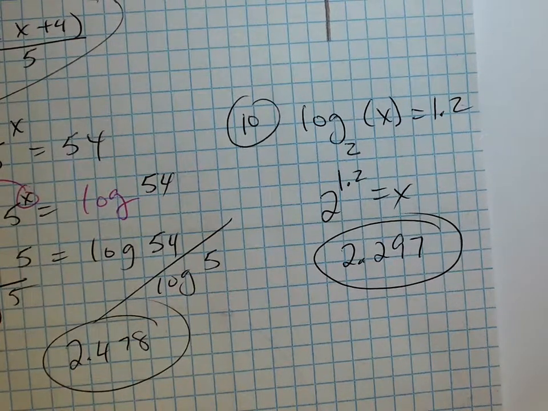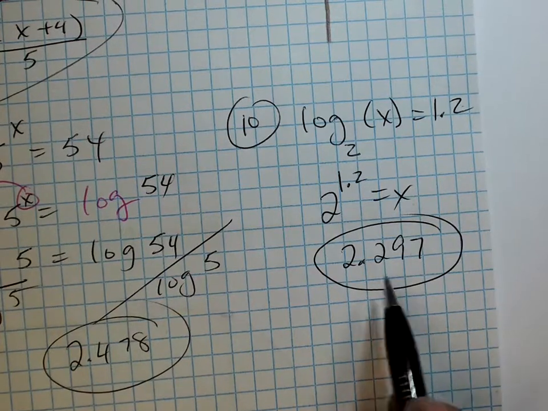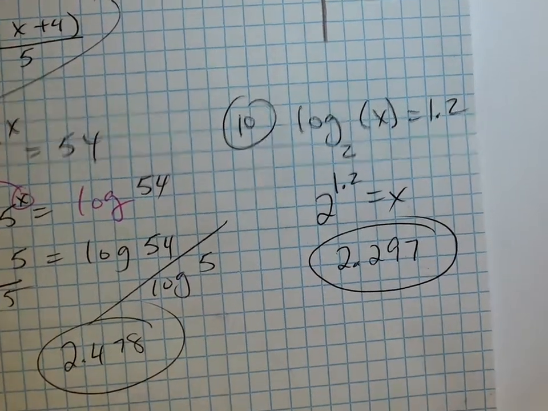You gotta be careful with rounding, especially with logarithms, because logarithms come from exponents. If you round too much, you start to really change the answers, right? That's why I always like to go a little bit more on my logarithms, okay?